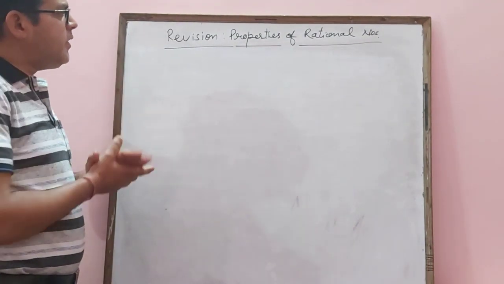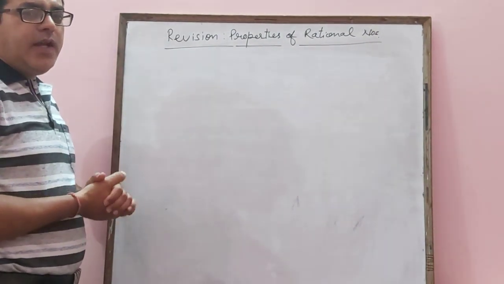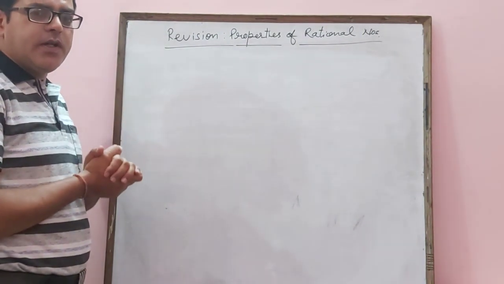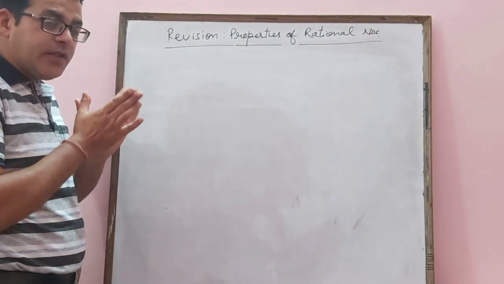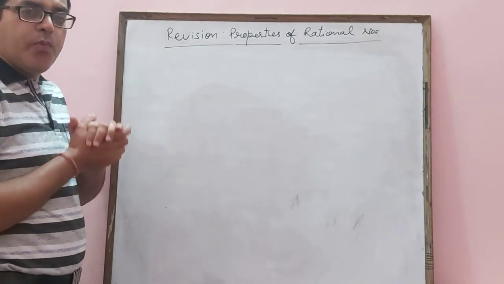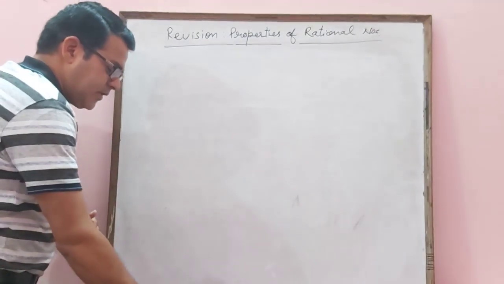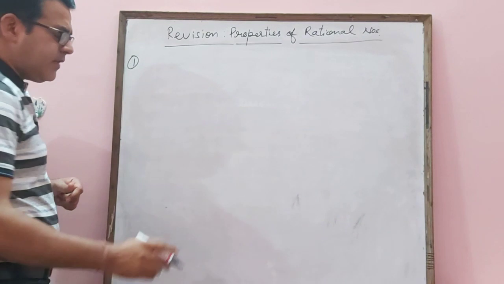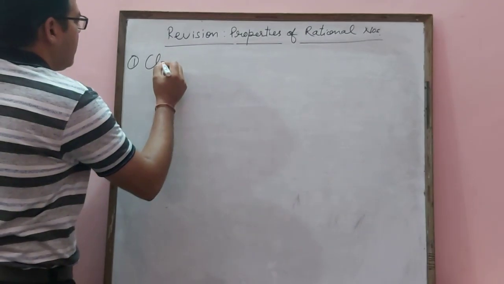on the properties of rational numbers. Rational numbers we have already discussed many times, so there is no need to talk about rational numbers here. We'll talk only about their properties. Let's start now. The first property that we will discuss is called closure property.